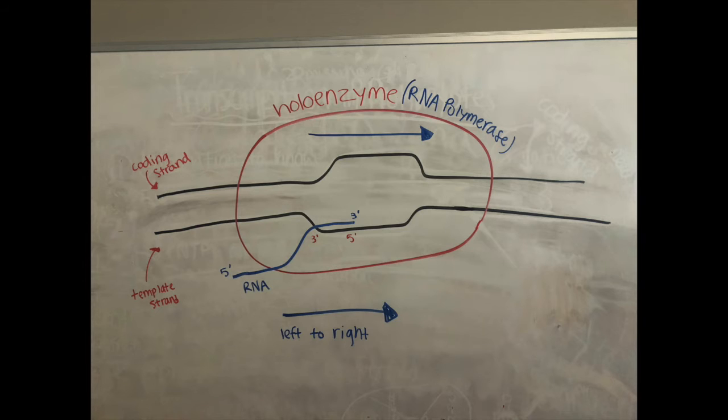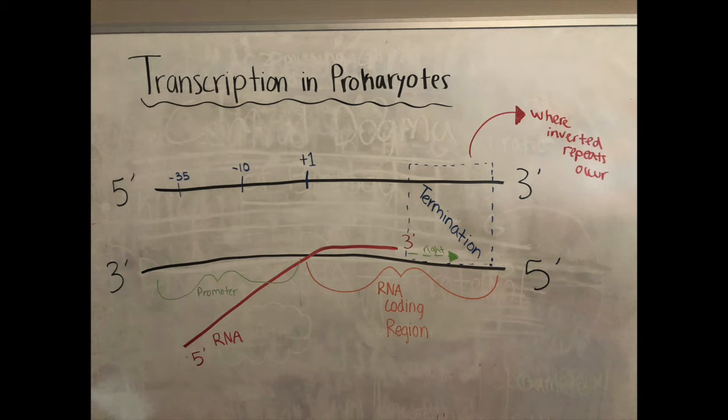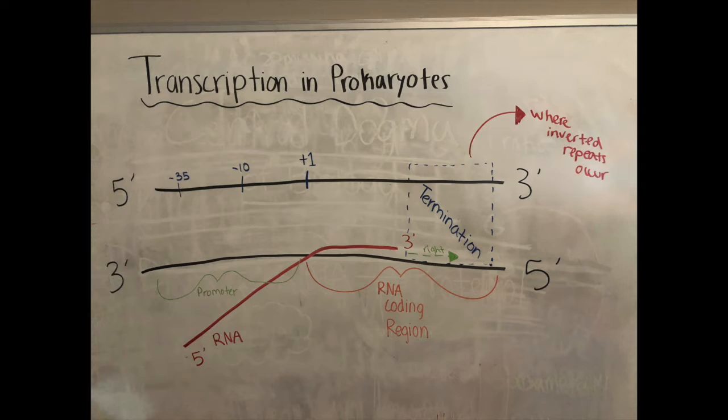The sigma factor then has to be removed in order for RNA polymerase to begin moving down the chain. Next, we will discuss the RNA coding region. This is continuously transcribed and is downstream on the transcription roller coaster. In prokaryotes, once this gets to the terminator, transcription will stop. Now we will dive into this a little more.